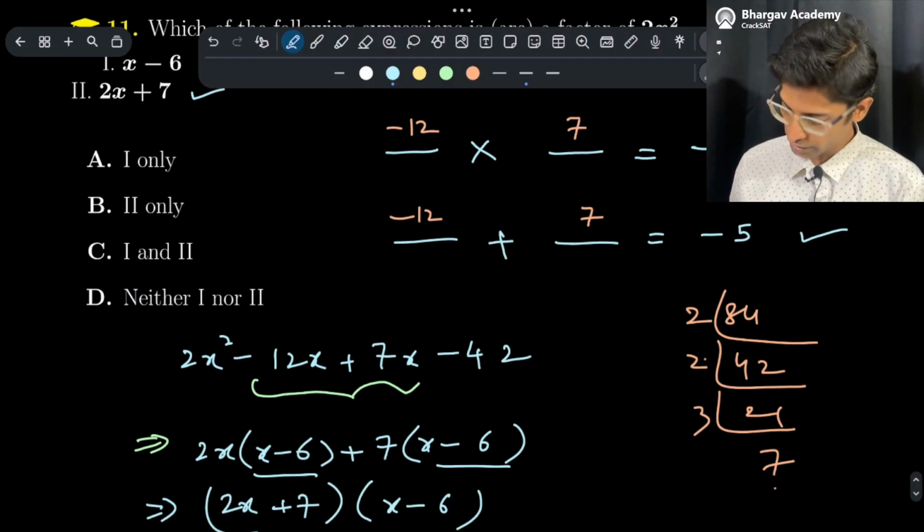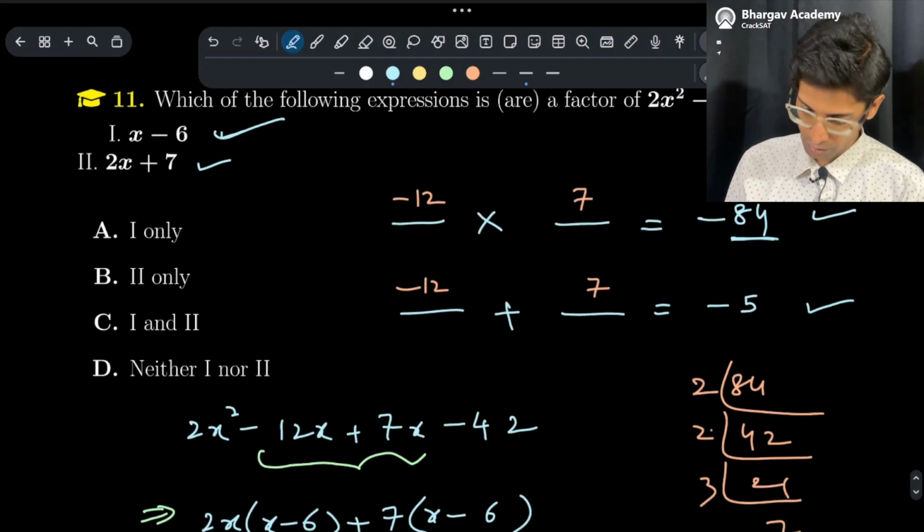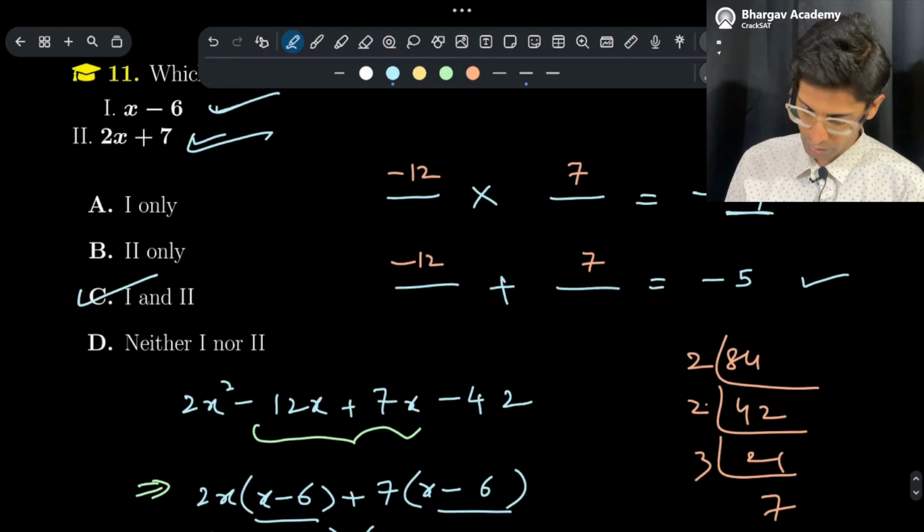So here I can see x minus 6 is a factor. Yes, it is a factor. 2x plus 7 is a factor. So C is the right answer.